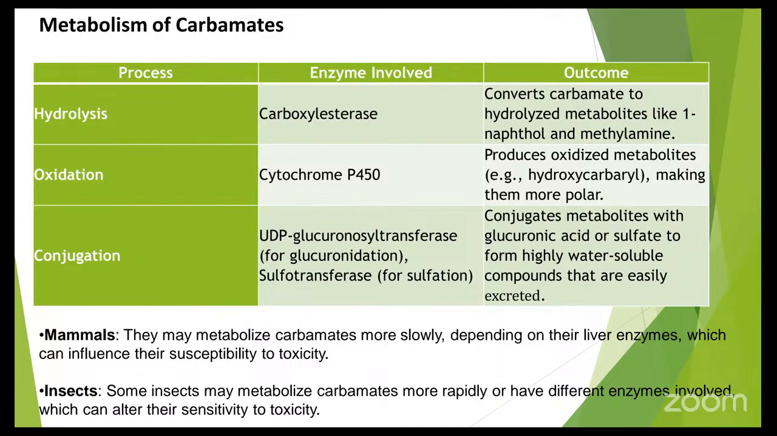In conjugation, UDP-glucuronyl transferase and sulfotransferase are involved, where they conjugate metabolites with glucuronic acid or sulfate to form highly water-soluble compounds that are easily excreted. In mammals, carbamates may be metabolized more slowly, depending on the liver enzymes, which can influence susceptibility to toxicity. In insects, some may metabolize carbamates more rapidly or have different enzymes involved, which can alter their sensitivity to toxicity. So that is the metabolism of the carbamates.